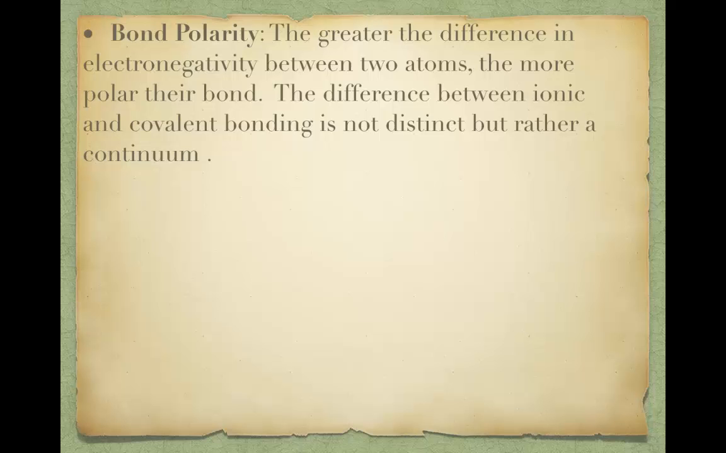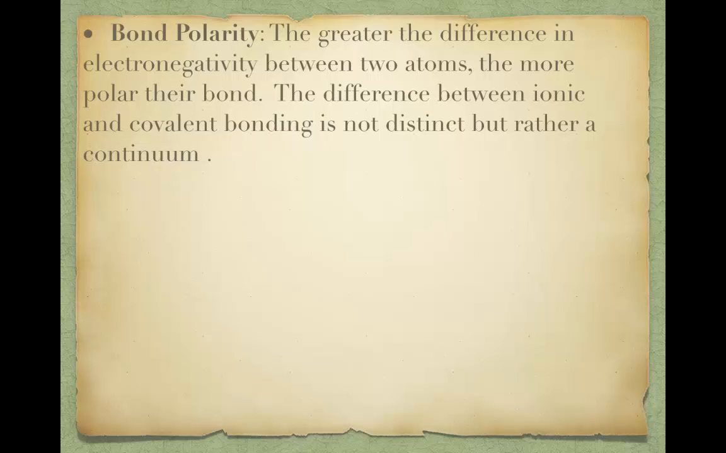Now that we've defined what electronegativity is, we need to talk about bond polarity. The greater the difference in electronegativity between 2 atoms, the more polar their bond is. The interesting thing is we've been talking about ionic and covalent bonding, and it seems like it's one or the other, but there's actually a continuum.